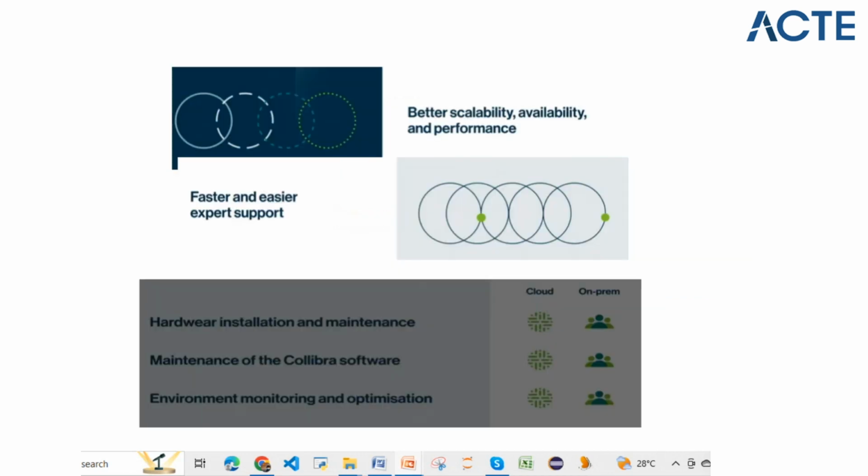If we are having hardware and planning to ingest more and more data inside Collibra, extending the data ingested across markets, then we need to add more hardware resources. We need to purchase another set of resources and make it available on the on-premises server. This can be done by Collibra when we go with cloud. So it is scalable and highly available, and the performance also increases while moving to Collibra Cloud, with faster and easier expert support.